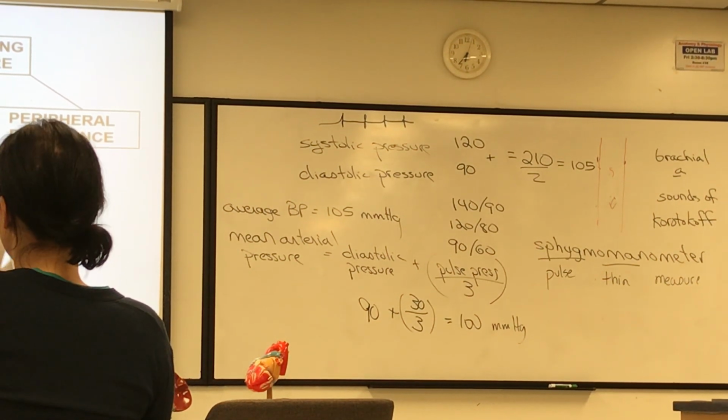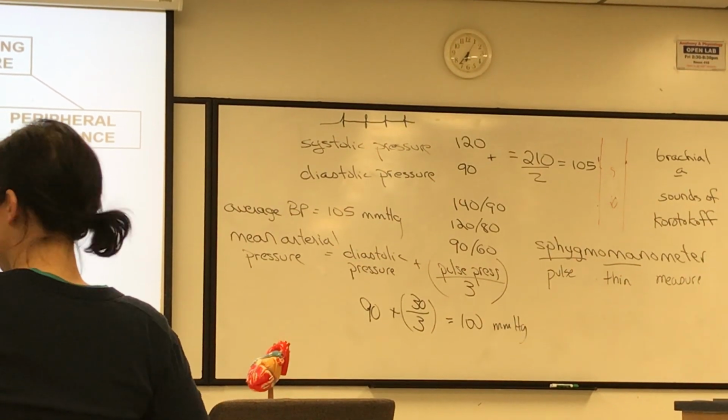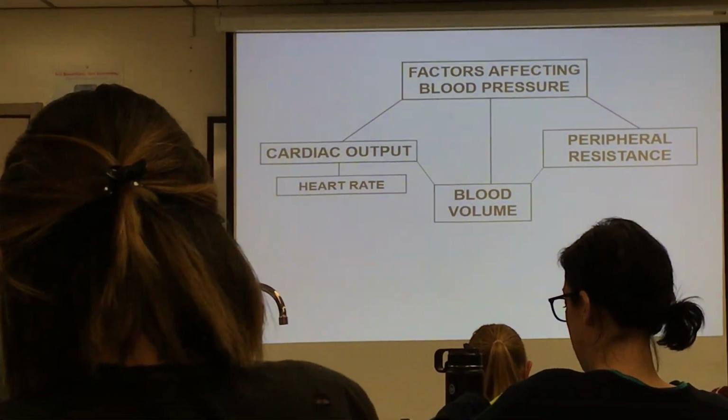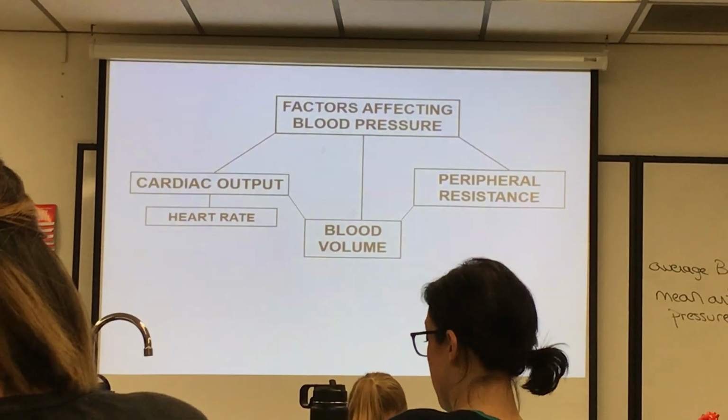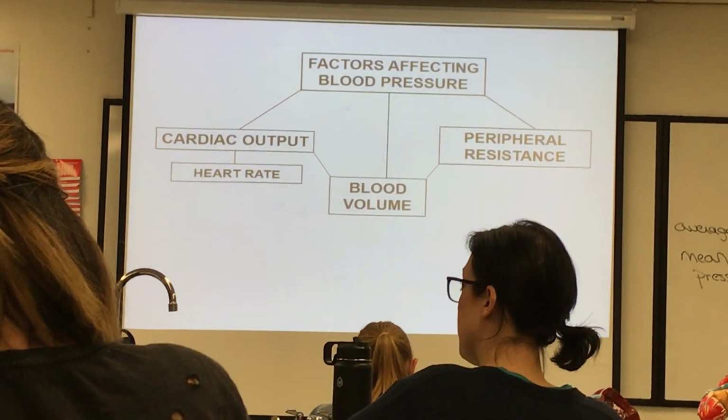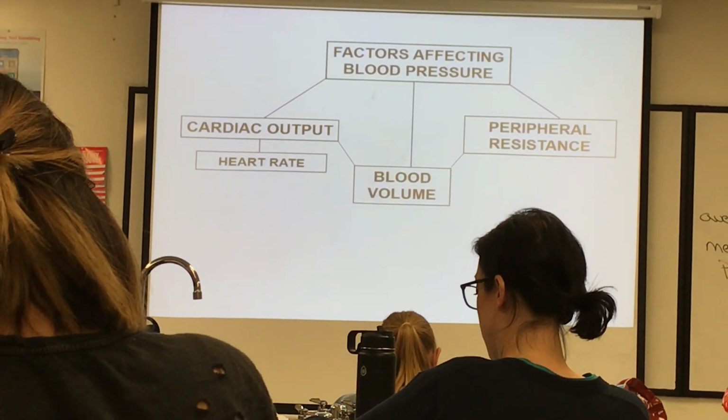So, then we will review autorhythmic cells and so on again. So this is another opportunity to review those. So cardiac output, what's the formula for cardiac output? Heart rate times stroke volume.